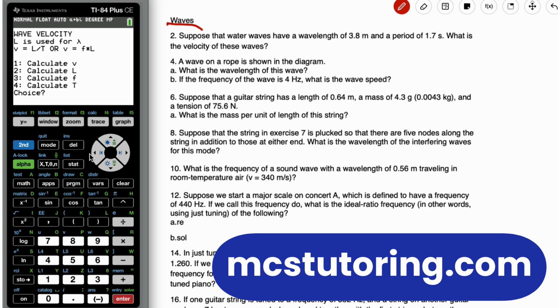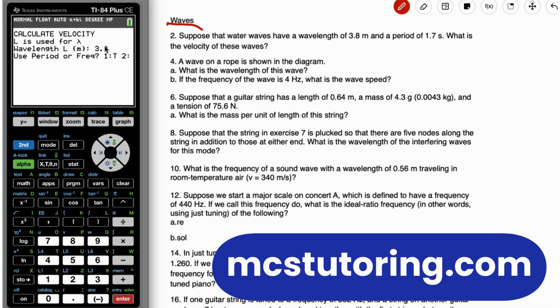Okay, so first thing, we're trying to find the velocity of this wave. So I'm going to go option 1 here for velocity. By the way, we're going to use L for lambda, which is wavelength. Wavelength here is 3.8 meters. We just want to make sure we use the right units. Use period or frequency? We're going to be using period because that's what we're given. We're given the period and the wavelength, so option 1.